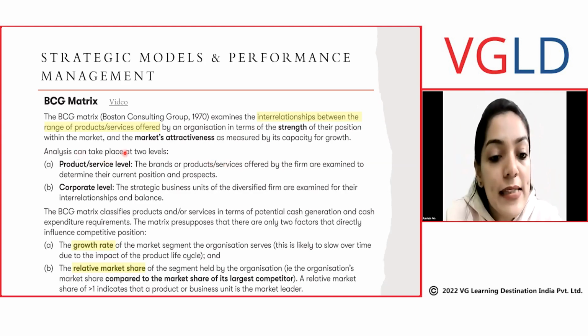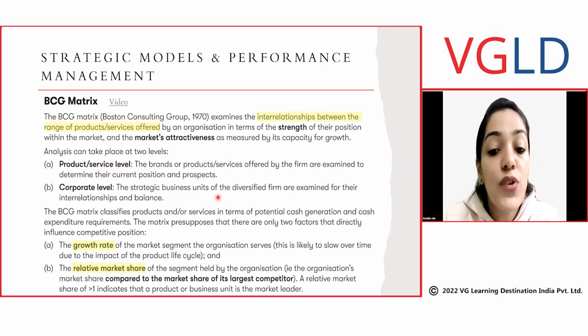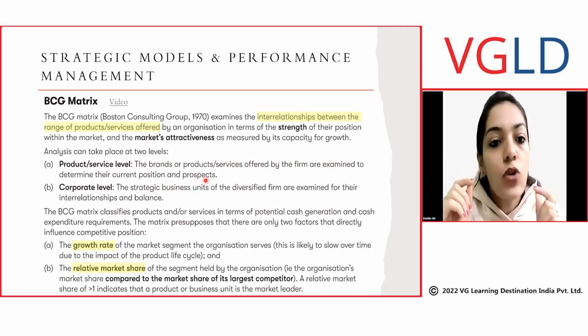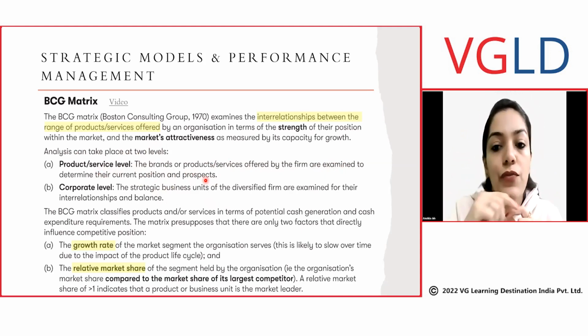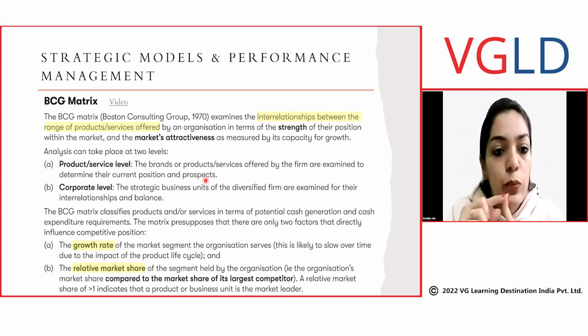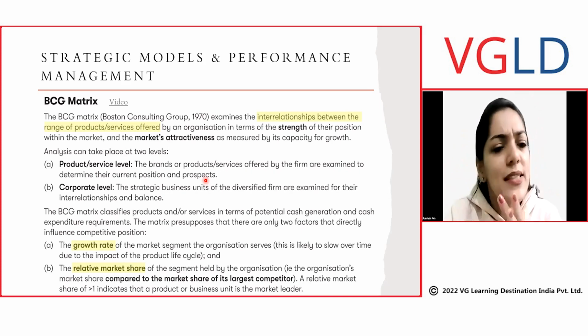Okay. So analysis can be done at 2 levels. First, as I told you, product or service level. The brands or product services offered by the firm are examined to determine their current position and prospects. Another way, the strategic business units. So please understand. Let's talk about ITC. ITC is offering multiple products, and let's say I'm talking about the FMCG sector. It is offering shampoos, soaps, detergents, a lot of range, and then biscuits, noodles, so many things like Yippee we have from ITC.